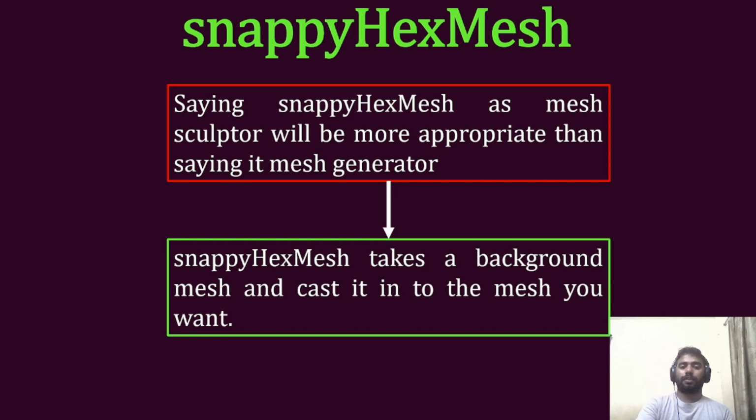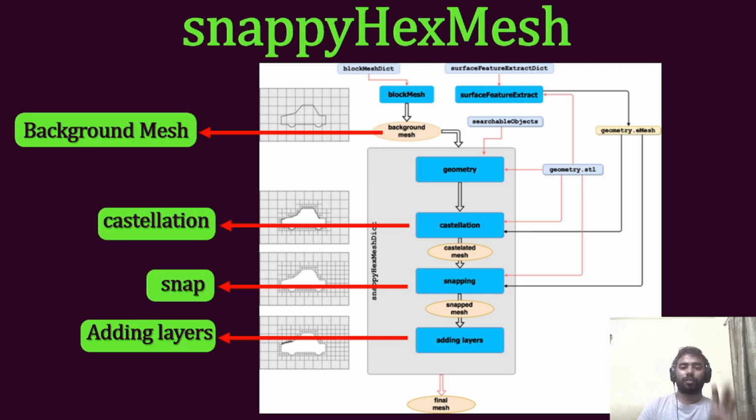So let's see some steps of snappyHexMesh. This is the overall flowchart diagram, which I think you can also find on the OpenFOAM Doxygen. You can go there and look at the diagram. These are the major steps that we usually follow when using snappyHexMesh. First you need a background mesh, then you also have some geometry. Using this background mesh and geometry, you do castellation, snapping, and adding layers.